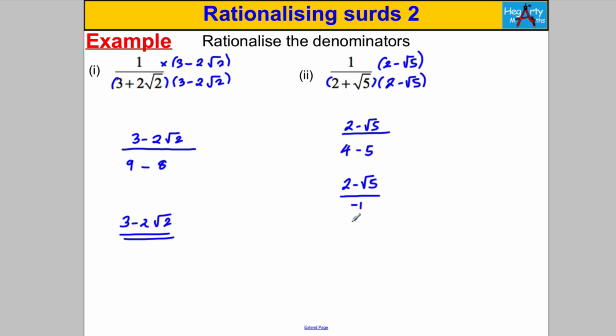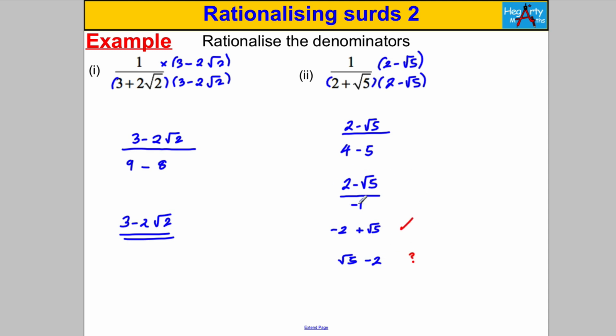negative 1. Now what I can do is I can do 2 divided by negative 1, which is going to be negative 2, and negative root 5 divided by negative 1 is going to be positive root 5. And if I want to, I can write the positive number first, root 5, and I can swap it around, take away 2. Now that is just optional. You can write it like that, or you can leave it like that.